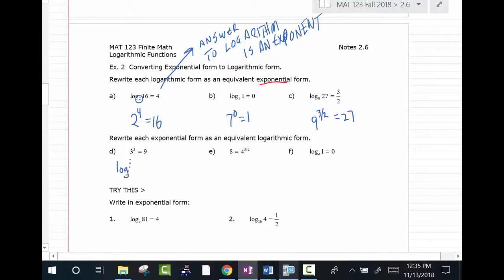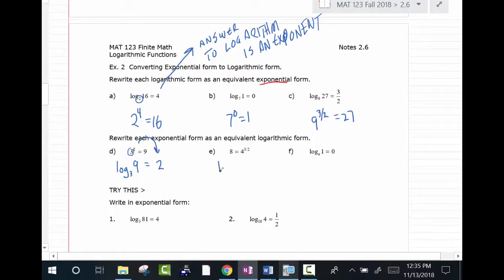So here's the way I think of it. The base goes there. That just becomes the subscript of the logarithm. The answer to a log is the exponent. Then you got the leftover 9 like that. So you just got to put those 3 numbers in the right place. All right. Okay. Same thing with this one.